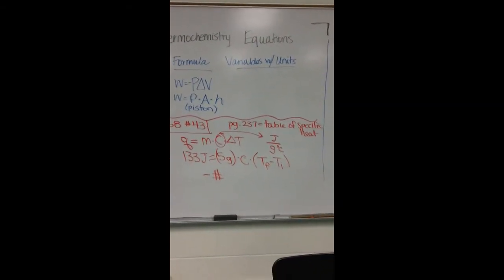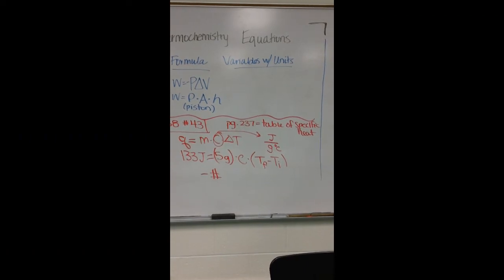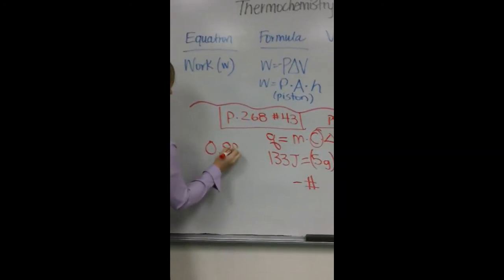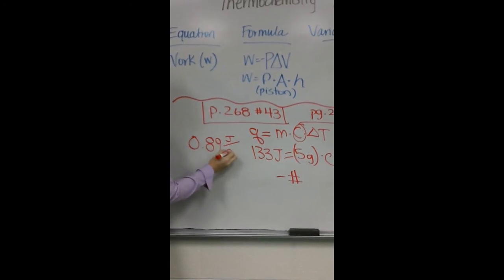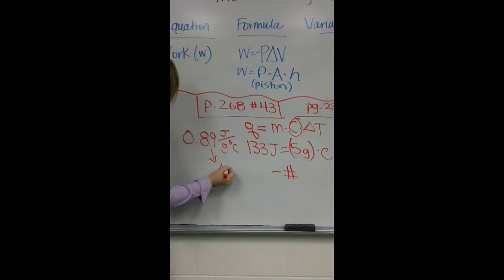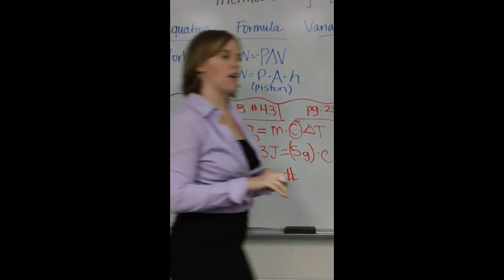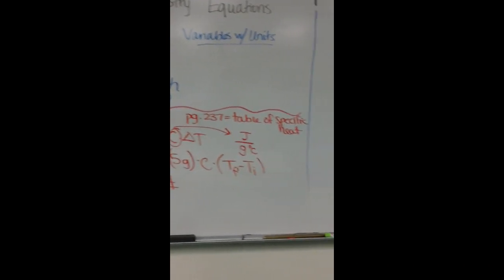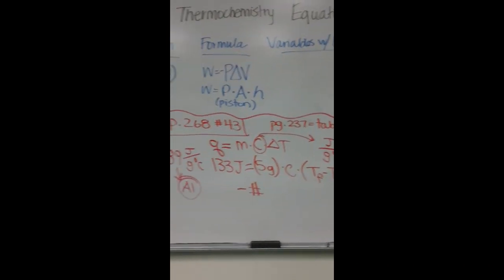Does anyone have an answer to this problem? Yes. It's AO. So what'd you get as the number? 0.89. And Carrie, I heard you say that you thought that was aluminum? Yep. How do you feel on specific heat? Pretty confident. Okay.